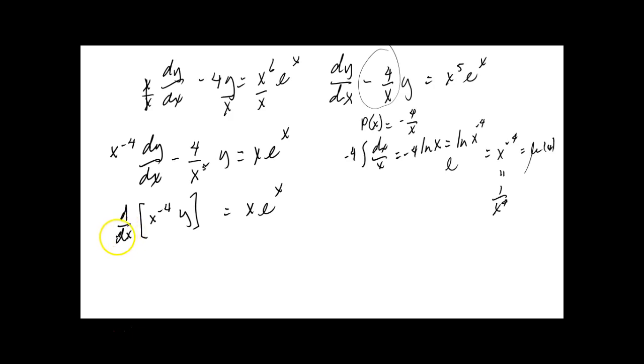So what I'll do now is write this in differential form, since I know that is the perfect derivative. I'll write this in differential form by putting my dx over here, right? Now I'll integrate both sides, okay? And the integral of a perfect derivative is the argument, x to the minus 4 times y. That's it, okay?